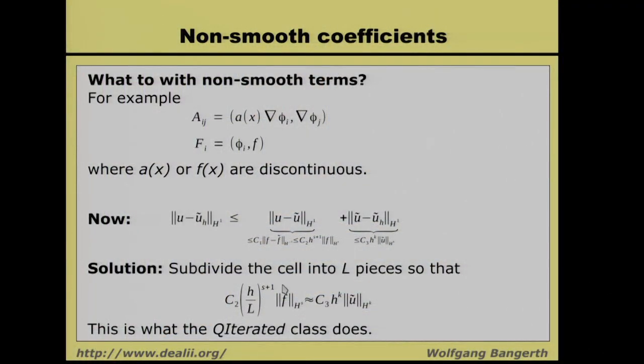You can easily convince yourself that in that case the error is not h to the s plus 1, but h over l to the power of s plus 1, where l is the number of subdivisions and h over l is the size of each subdivision. If I do this, this first term is something like h over l to the s plus 1, and I want this to be equal to the error over here. So I just need to make l large enough so that this error is on the same order as that one. I should say that this is exactly what the Q-iterated class does. It takes a Gauss formula, for example, and applies it on small subintervals.